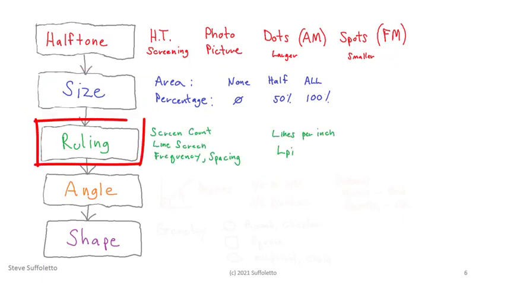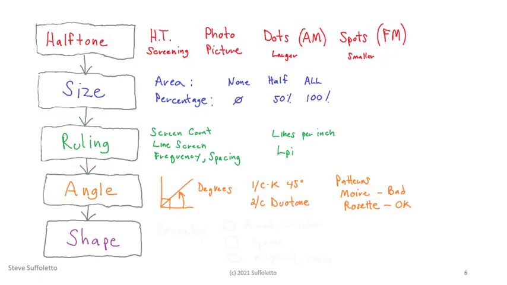When it comes to the ruling, it's often called screen count or line screen or frequency or spacing. It's typically measured in lines per inch, LPI. And the angle is measured in degrees, rotational degrees. A one-color black and white halftone would be 45. A two-color duotone, the black would be at 45.